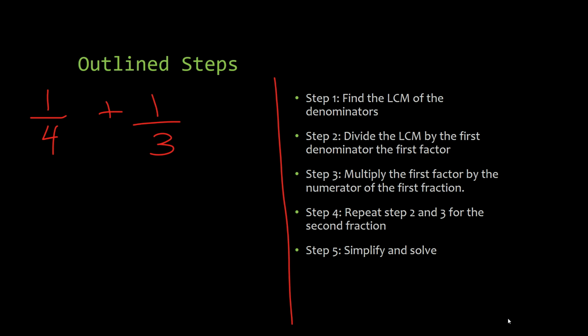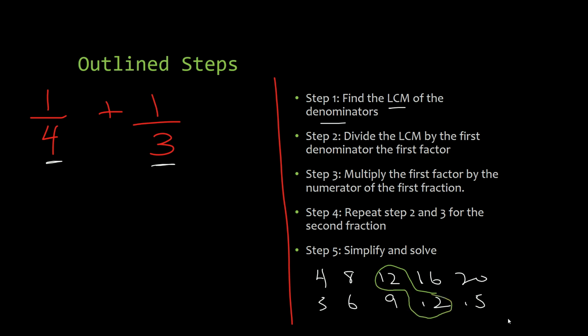So what we did in the last example, let's follow it step by step and understand what we did. As I said before, the LCM means the lowest common multiple. So find the LCM of the denominators. The denominators are the numbers that are underneath. We already know that the multiples of 4 are 4, 8, 12, 16, 20. The multiples of 3 are 3, 6, 9, 12, 15. The lowest common one between those two sets of multiples so far is 12. So that means 12 is our LCM.